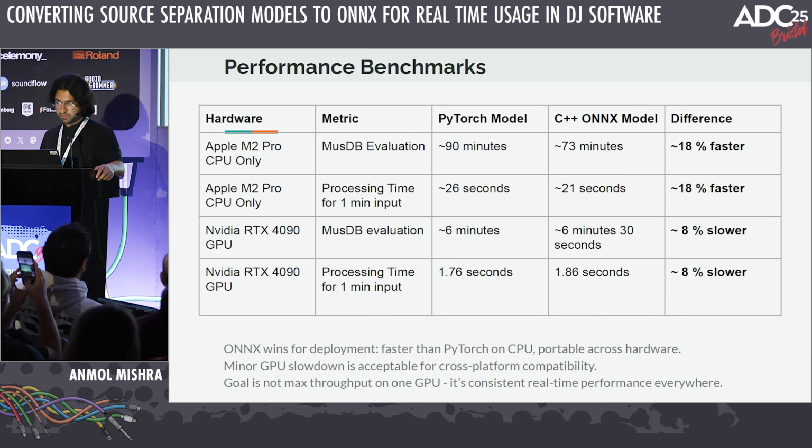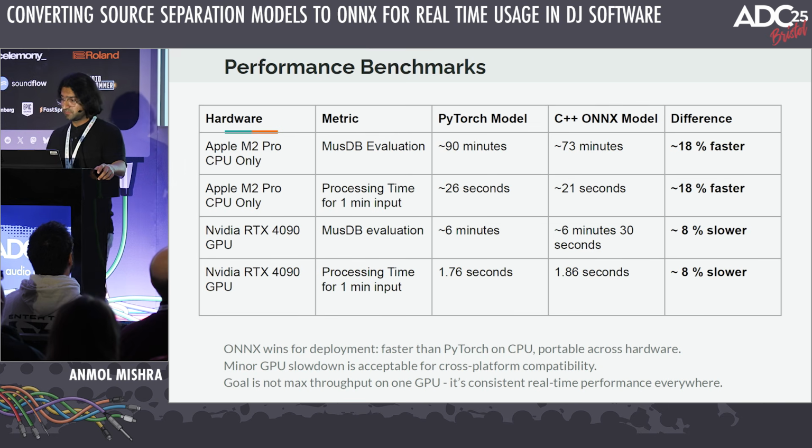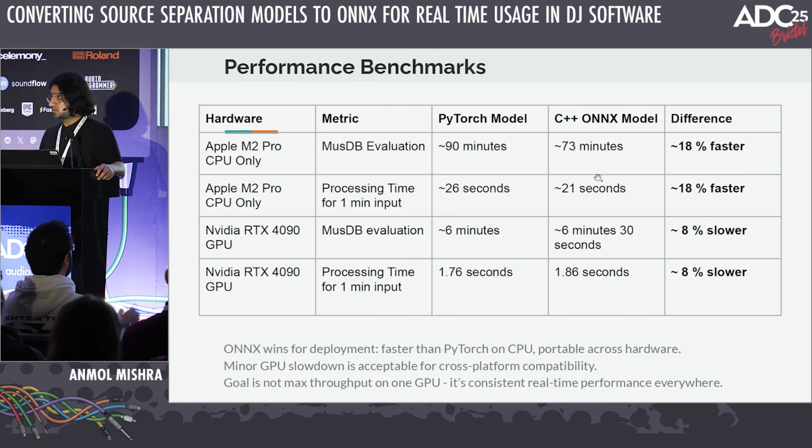So a little bit on the performance side as well. I'm not going to spend a lot of time here now, but I did a few numbers with the M2 Pro CPU from Apple, running purely on CPU. So the MUSDB evaluation, which is some 3 hours something of audio, takes like 90 minutes. But our ONNX model deployed inside C++ scripts is around 18% faster as well. And this is not even using the hardware acceleration. This is just purely on CPUs.